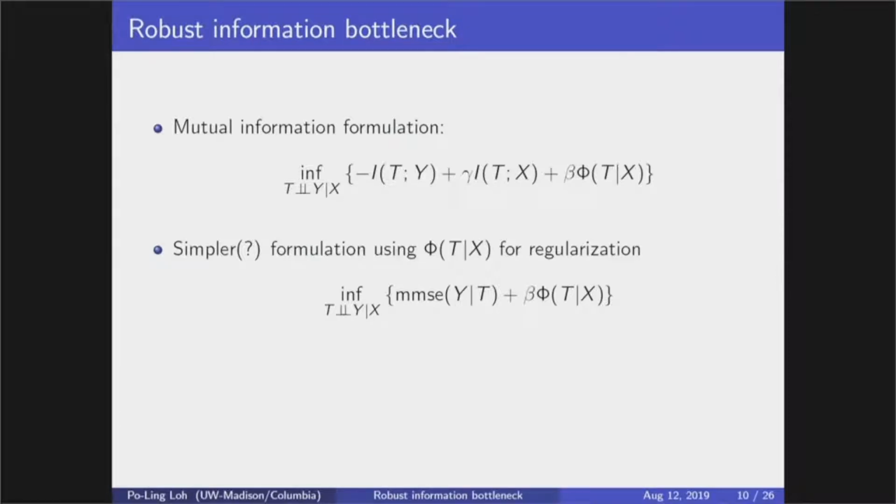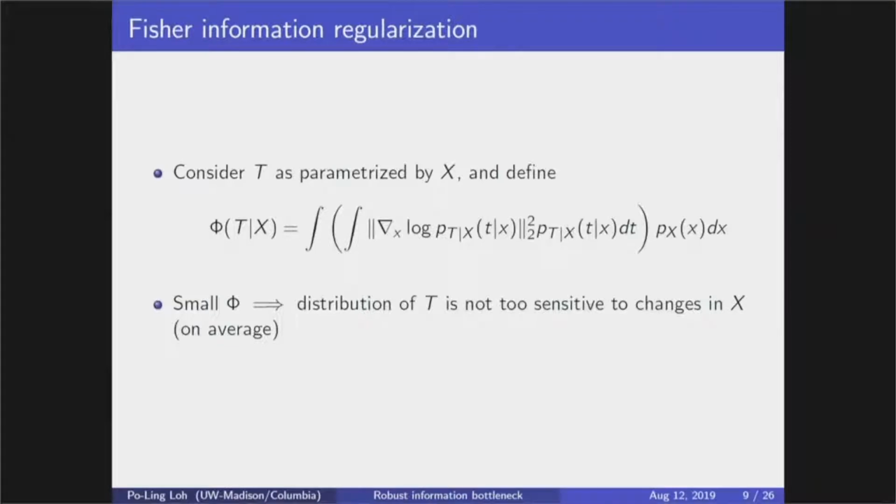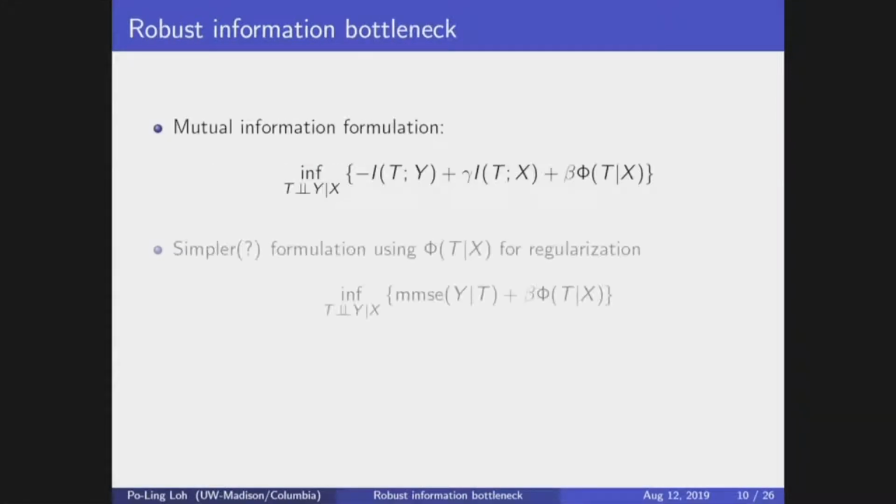And this is where we pulled away from this information bottleneck. Because really, we weren't starting with information bottleneck. We were starting with how do you make things more robust? What sort of regularizer should you add? And it seemed like this Fisher information seems pretty reasonable, right? I mean, you change your x's by a bit, it doesn't change the distribution of t too much.